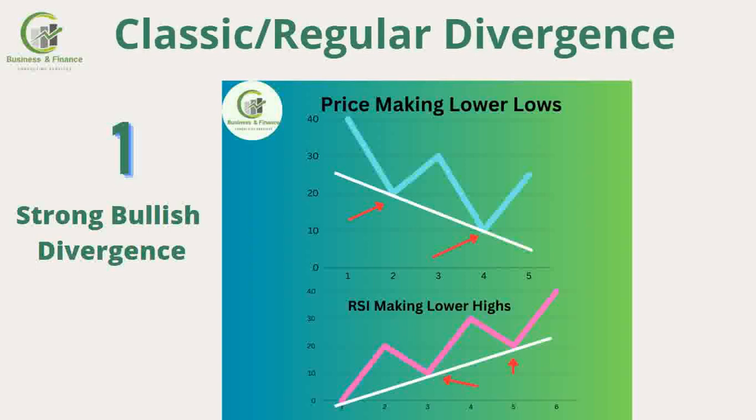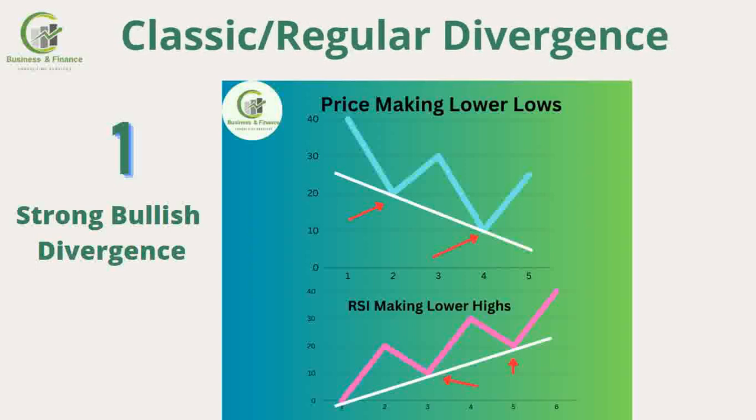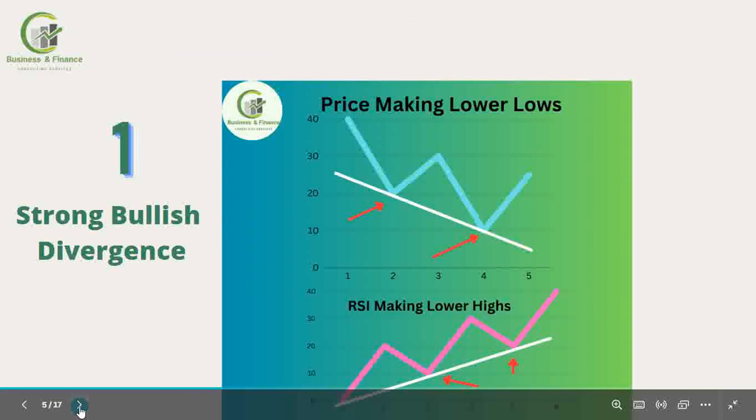So, number one, classic divergence is a strong bullish divergence, which we can find when the price is making lower lows while, in the opposite direction, the RSI is making lower highs. That is a strong sign of a trend reversal, which can help us move from the bearish to the bullish side. So now let's look at a live example on the chart.